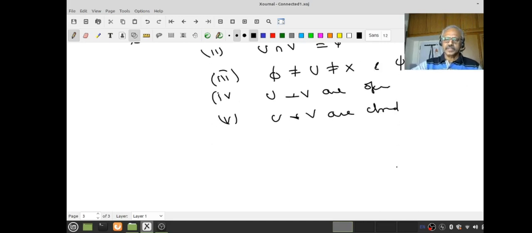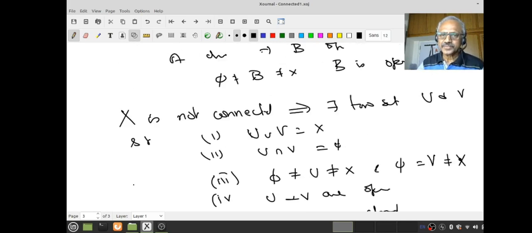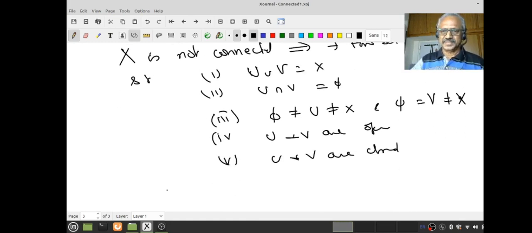Do you understand how many conditions I would write? If X is not connected, then what are the things? Just because I can find A union B, what are the things I found? A is not empty, A is not equal to X, B is not empty, B is not equal to X, both A and B are both open and closed, A and B are disjoint, and A union B equals X. All those 5 conditions I have written. Do you understand this? So many textbooks will start with a space being not connected using these conditions.